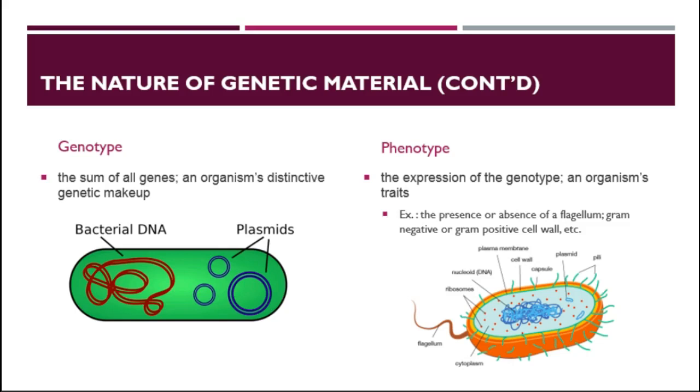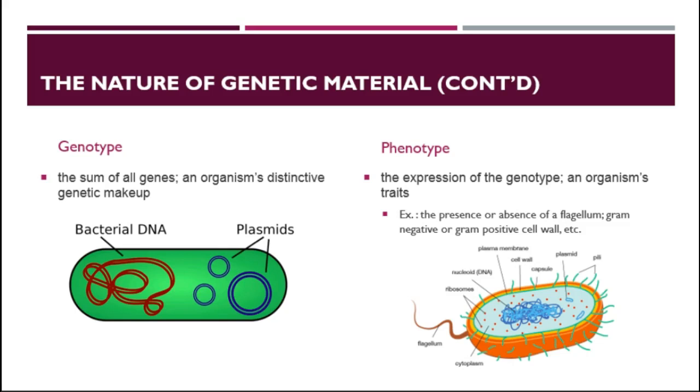And when we're talking about genetics and heredity, often you're going to encounter the terms genotype and phenotype, and it's really important to understand the distinction between these two terms. A genotype is the sum of all the genes. So it is the organism's very distinctive genetic makeup. What genes does it have? What does its DNA or its genetic material look like?